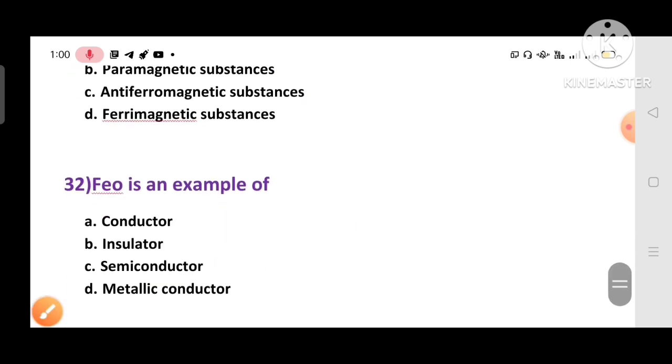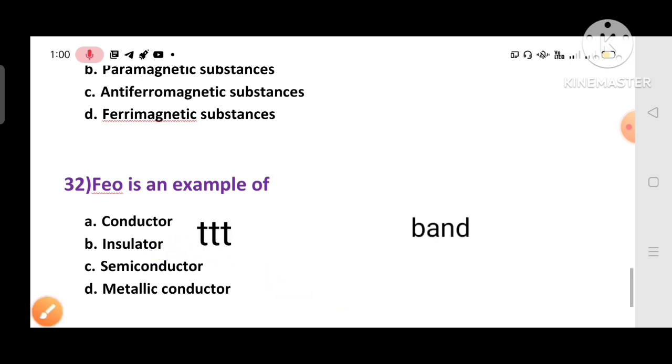Next question. FeO is an example of option A, conductor, option B, insulator, option C, semiconductor, option D, metallic conductor, and the right answer is option B, insulator.